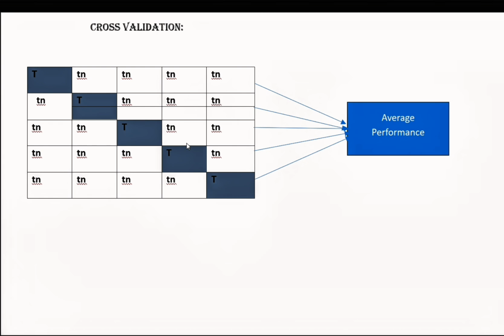Common types of cross validation. K-fold cross validation, the most common type, where the data is divided into K equal sized folds. Leave one out cross validation, where each sample is used as the test set once. Next is stratified K-fold cross validation, which ensures that each fold has the same proportion of class labels as the original dataset.